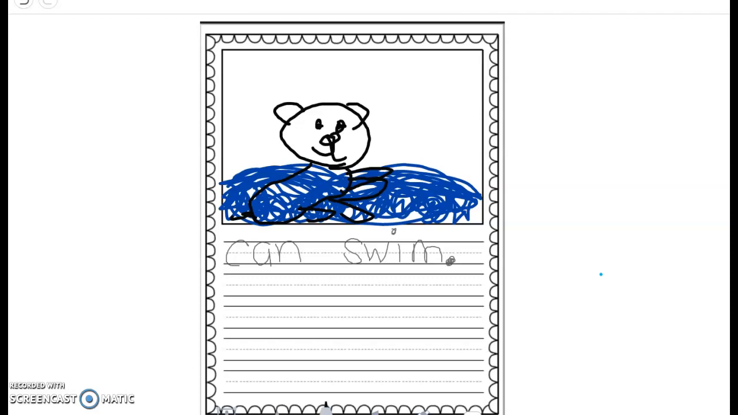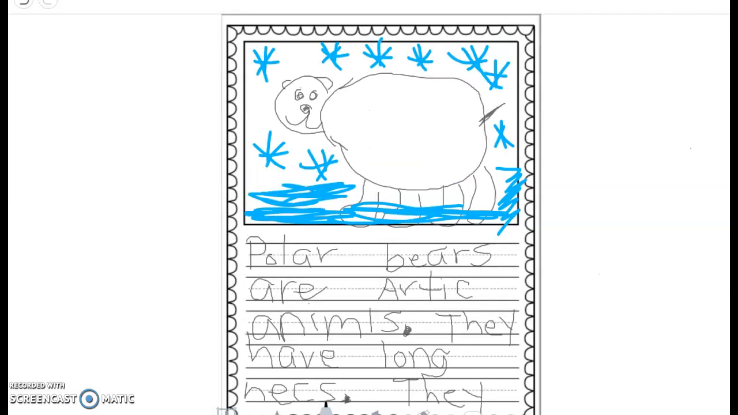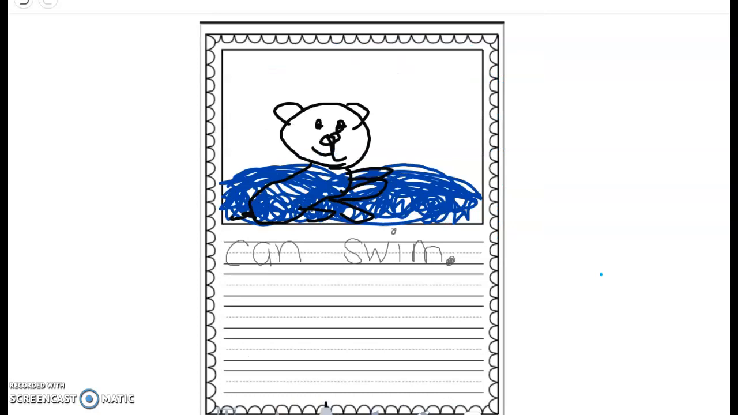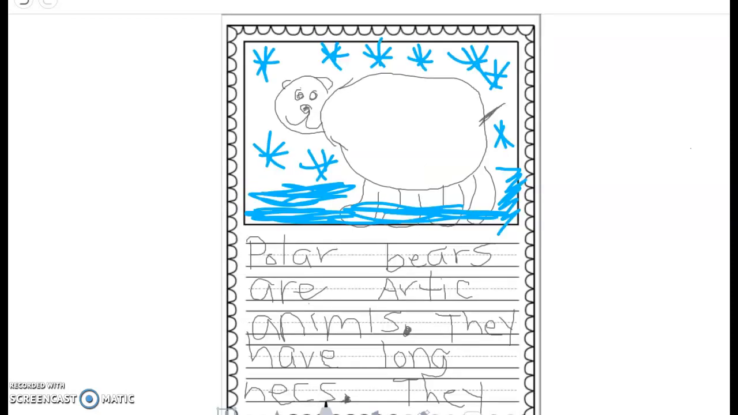So polar bears can swim. So now I'm going to go back and I'm going to read my whole paper with all three of my sentences. Polar bears are Arctic animals. They have long necks. They can swim. All right, now my picture matches my new words. I have all of my sentences. I have 3 informational sentences about polar bears.